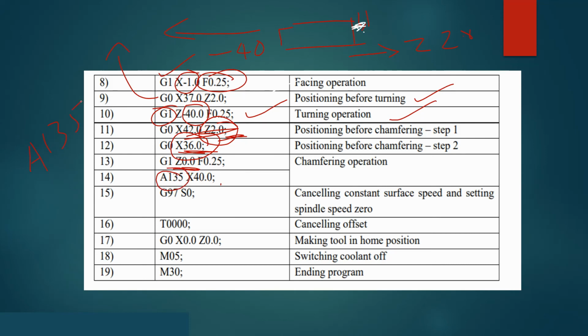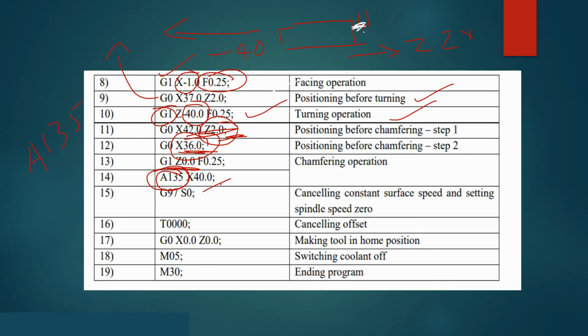A135 means angle 135. If it is a clockwise rotation, it will consider 180. Then from 180, if you want a 45 degree angle, you do 180 minus 45, so A135 is given here. We are going to do a chamfering angle of 45. For 45, you have to give 180 minus 45, which is 135. So A135 is given, and X40 is given.